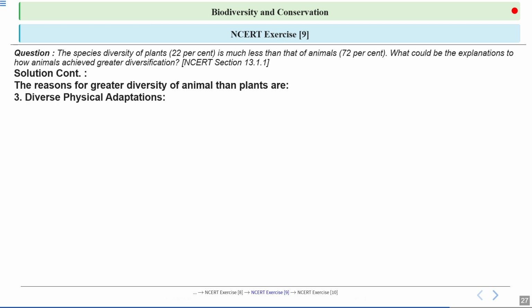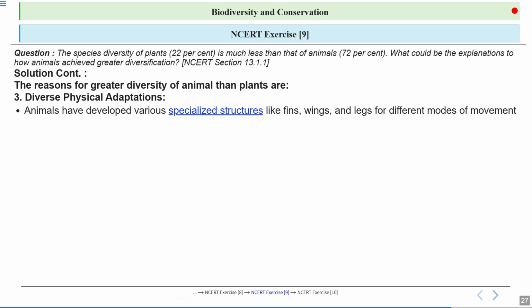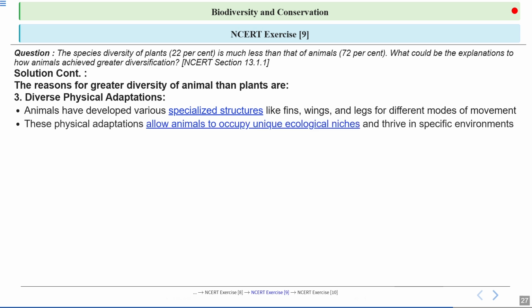Third one is diverse physical adaptation. Now, animals have developed different specialized body parts like fins, wings, and legs to help them move in various ways, such as swimming, flying, or walking, which allows them to adapt to their specific environment and survive effectively. Now, these physical adaptations help animals live in specific environments and take up special roles in their ecosystem, allowing them to survive and succeed in their unique habitats.